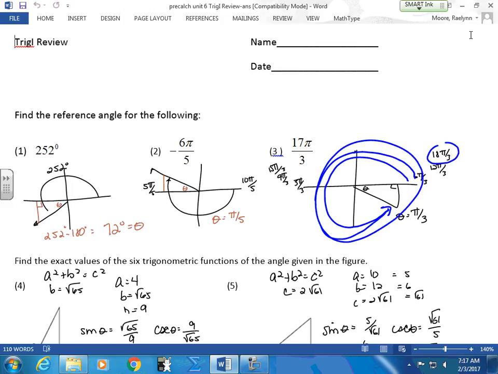Okay, if I give you radians, give me back radians. If I give you degrees, give me back degrees.